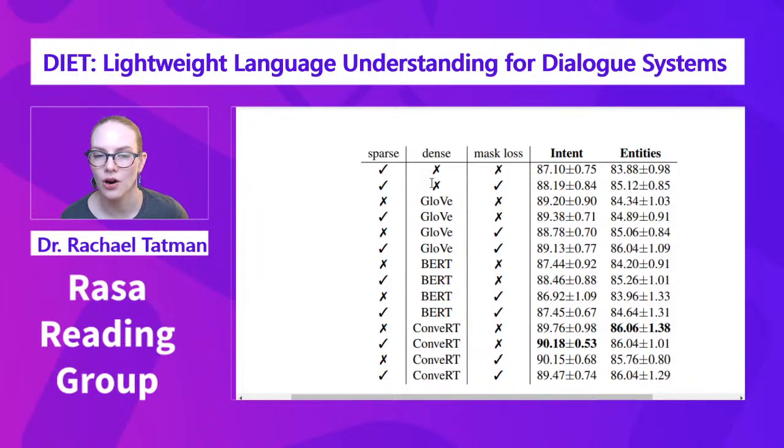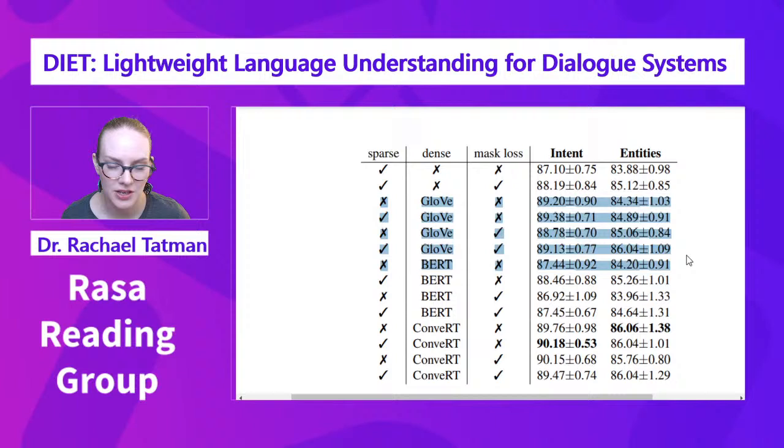So here are the results with no dense features, which are honestly not that bad, all things considered. And then results with the GloVe features. Although it does look like if you're using no dense features, adding the mask loss does help a little bit. So good to know there. All of the GloVe stuff with and without sparse features, all the BERT stuff with and without sparse features.